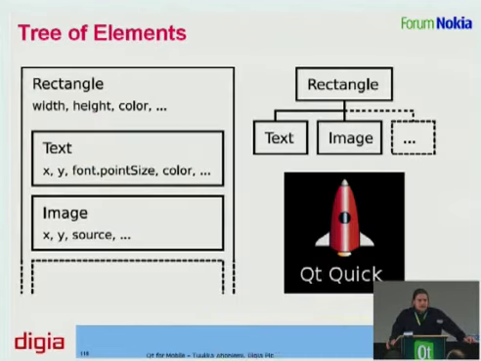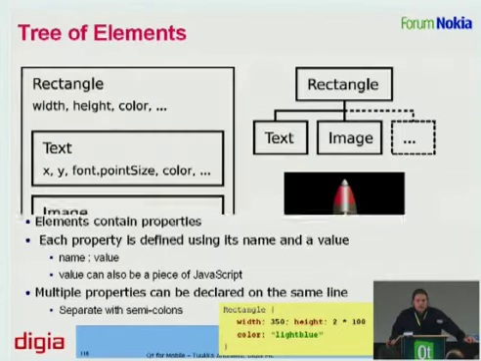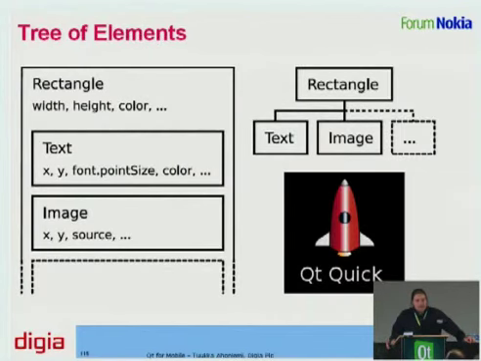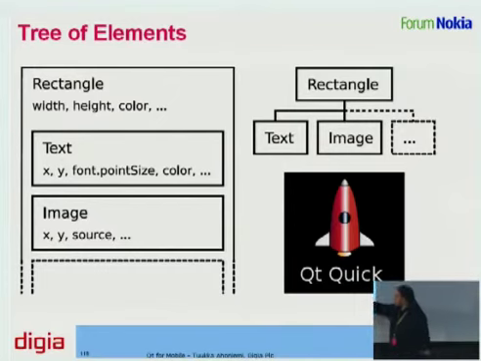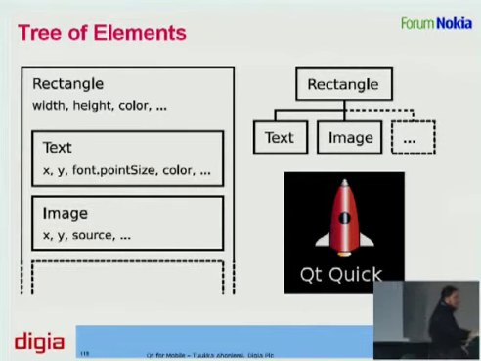Okay, this one only has one rectangle. Normally we have a tree of elements. So we have one root node, which could be a rectangle, and that one would be a parent to a text element and an image element and possibly others. Okay, I'll show you.